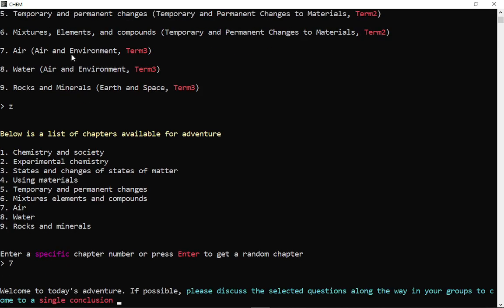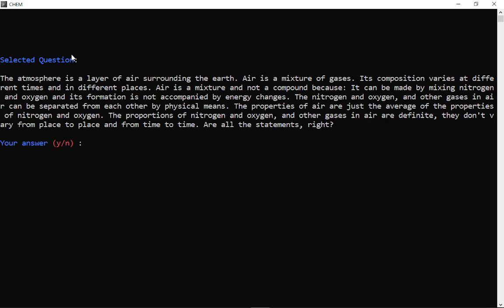Air is harder. First of all, we welcome you to that adventure, and you're supposed to discuss whatever question is given to you in the adventure in groups and come to a single conclusion. So basically this is how our adventures are set up. In the future we need to modify how the application chooses these items, but now we are more interested in showing how this adventure works.